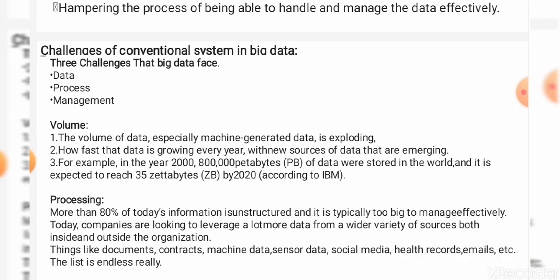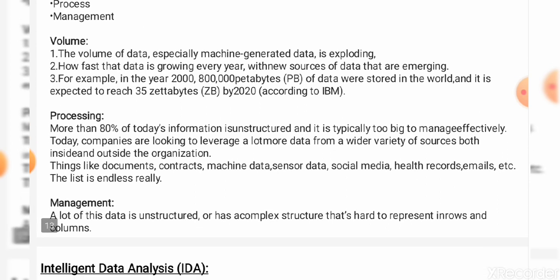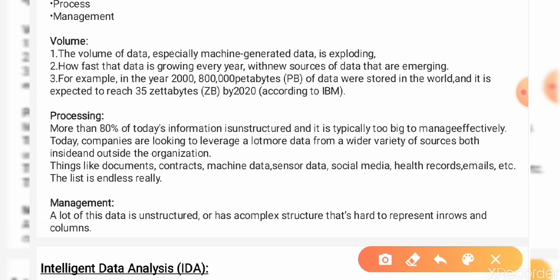Another one is the processing challenge. More than 80% of data is unstructured and typically too big to manage effectively. Today, companies are looking to leverage a lot more data from a wide variety of sources, both inside and outside of the organization. Things like documents, contracts, machine data, sensor data, social data, health records, emails, etc. This list is endless, really. These types of processing are a critical problem, and a challenge to the new generation of big data technology.